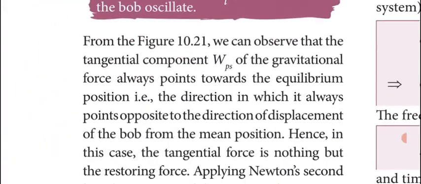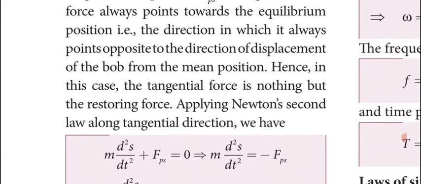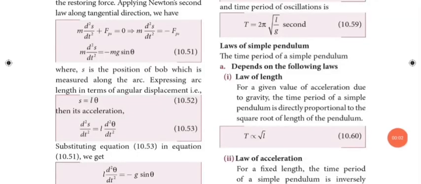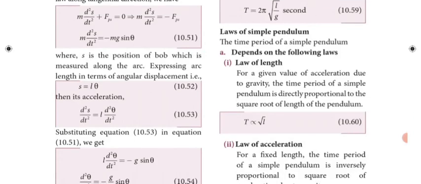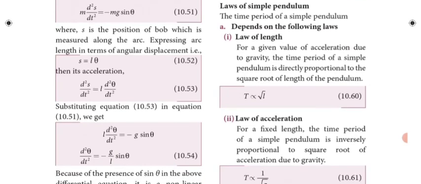Then we observe that the tangential component F_Ps of the gravitational force always points towards the equilibrium position, that is, in a direction opposite to the displacement of the bob from the mean position. That is why the tangential force is a restoring force. By applying Newton's second law along the tangential direction, we have m d square s by dt square equal to minus F_Ps, where s is the position of the bob measured along the arc.